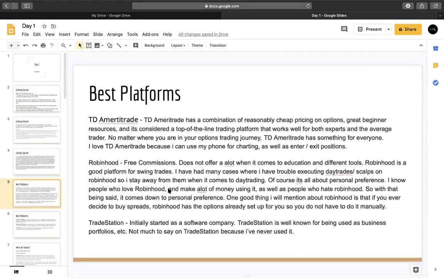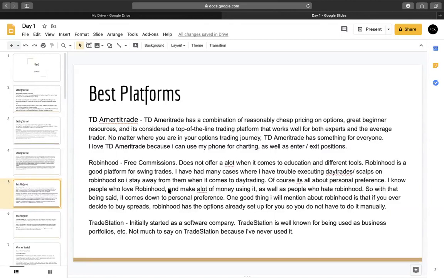I've had many cases where I've had trouble executing day trades and scalps on Robinhood, so I stay away from them when it comes to day trading. So it's all about personal preference at the end of the day. I know people who love Robinhood and make a lot of money using it, and I also know people who hate using Robinhood.